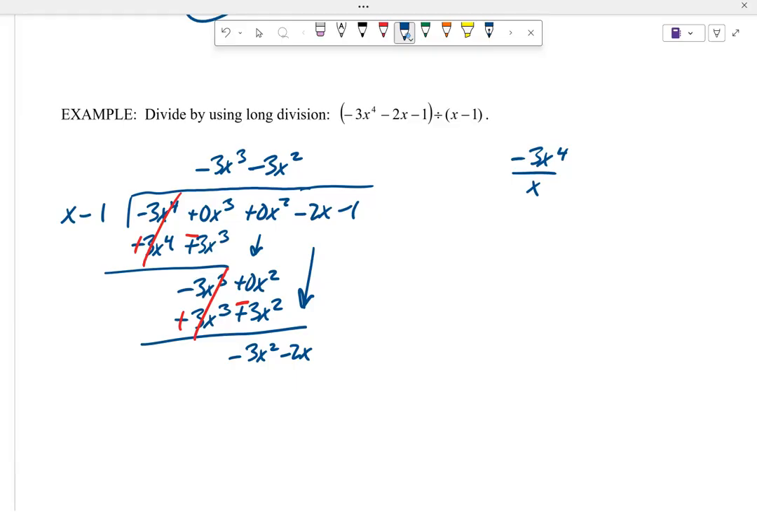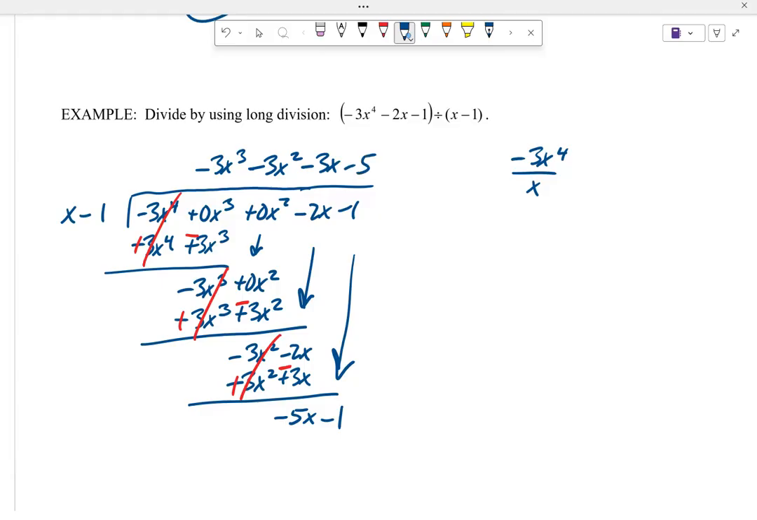Now we're matching the negative 3x squared. So this is going to have to be a negative 3x, because negative 3x times x gives me negative 3x squared. Negative 3x times negative 1, positive 3x. But don't forget, you got to change those signs. Negative 3x squared plus 3x. So now I got negative 2x minus 3x is a negative 5x. I'm going to bring down that minus 1 and match a negative 5x.